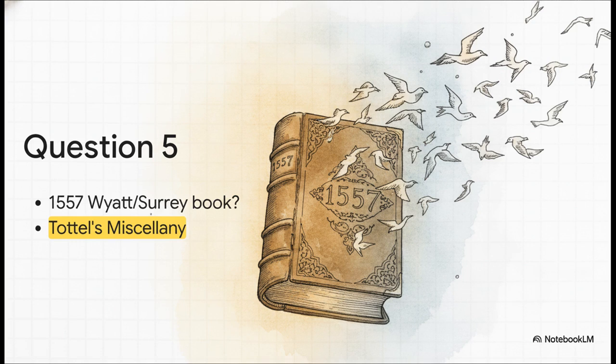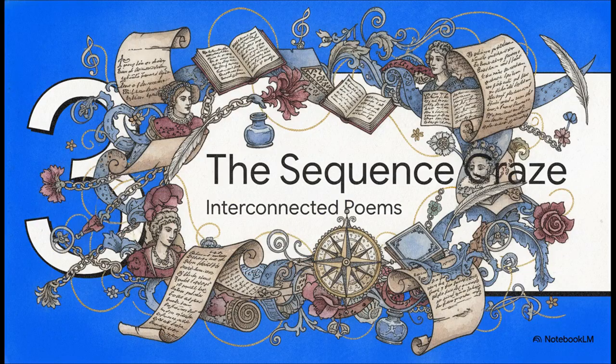Tottel's Miscellany. This was a massive milestone in literary history. This 1557 collection, which was originally titled Songs and Sonnets, is where Wyatt and Surrey's groundbreaking works were finally published together. It was a total smash hit. Practically overnight, it kicked off the entire sonnet craze in England. Which leads us perfectly into Section 3, the sequence craze.